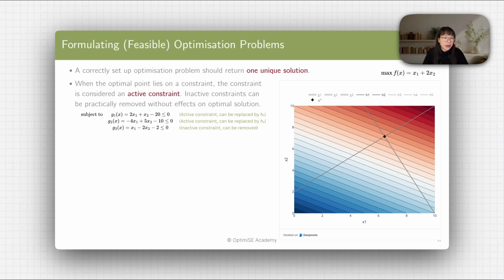And indeed, if we have two equality or active constraints in a two-dimensional problem, a problem with two design variables, we will have nothing to optimize. There will only be one single solution.